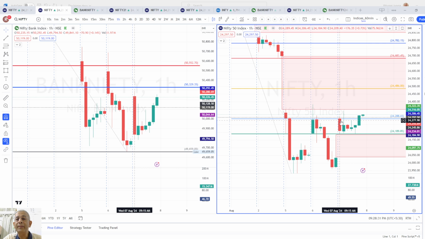It tried to go up, made a high of 24306, but then collapsed. Collapsed where? 24189. Look at the low here, 24184. यहाँ लिखा हुआ है. Just read this: 24184. The level was 24189. It moved precisely between these two levels. It did make a brave attempt to go up, but collapsed.